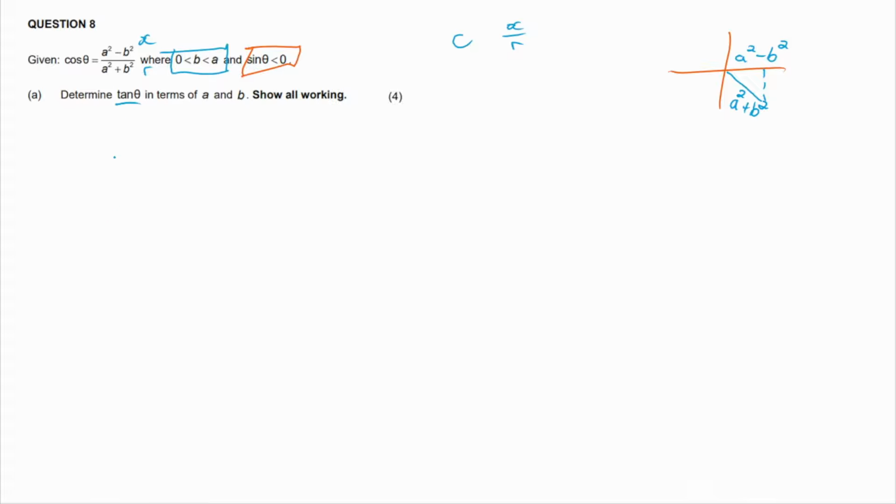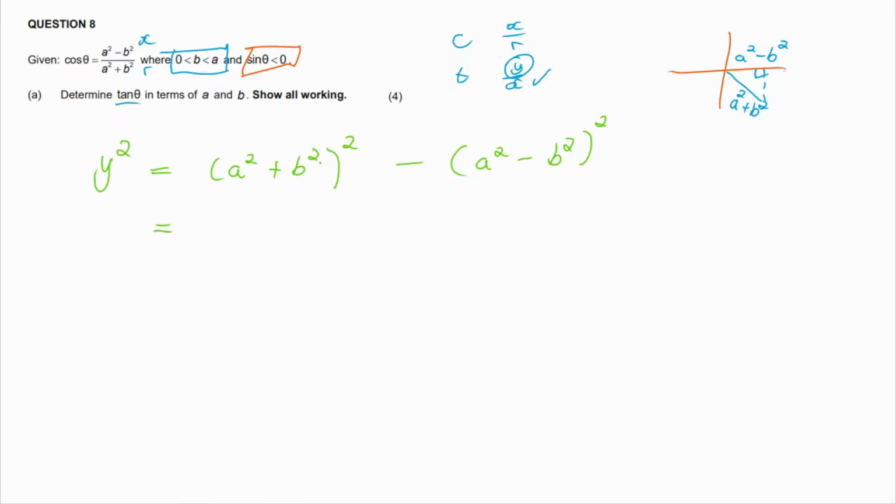To determine tan theta, remember, tan theta is tan your exterior. I have my x, I need my y. To find my y, this is 90 degrees, so I can do Pythag. I can say y squared is equal to r squared minus x squared. So my r squared is going to be a squared plus b squared, all squared, minus my x squared, which is this. Because of Pythag.